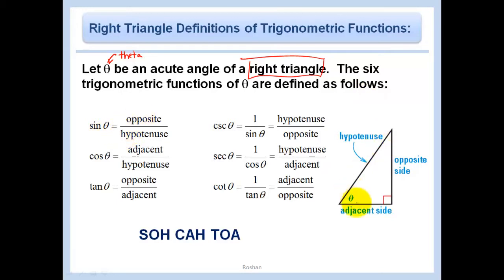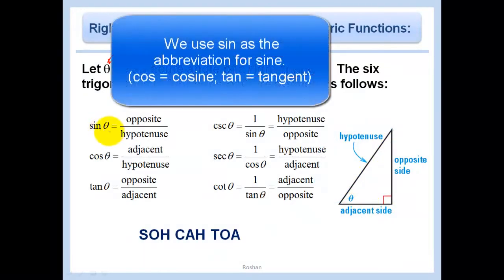So when we have a triangle, and here is theta, this is the opposite side, and the side touching the angle is called the adjacent side. Of course, the one opposite the right angle is always our hypotenuse. So we have an opposite, an adjacent, and the hypotenuse. And so the sine of theta is defined as opposite over hypotenuse. Cosine is adjacent over hypotenuse. Tangent is just the opposite over the adjacent.